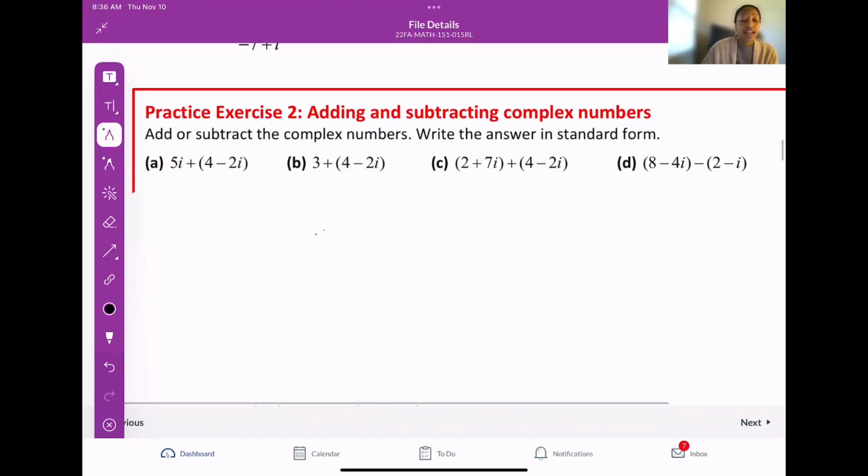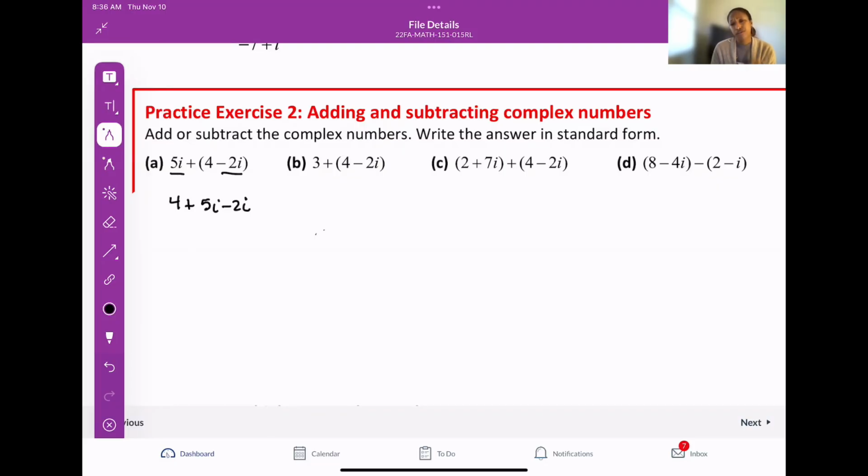So for something like 5i plus 4 minus 2i, you can think of this as how you would think about adding terms with x's, like terms. The imaginary terms are like terms. The constant terms or the real terms are like terms. So you can combine the like parts. Here, we can combine the 5i with the minus 2i. Okay, so you'd have 4 plus 5i minus 2i.